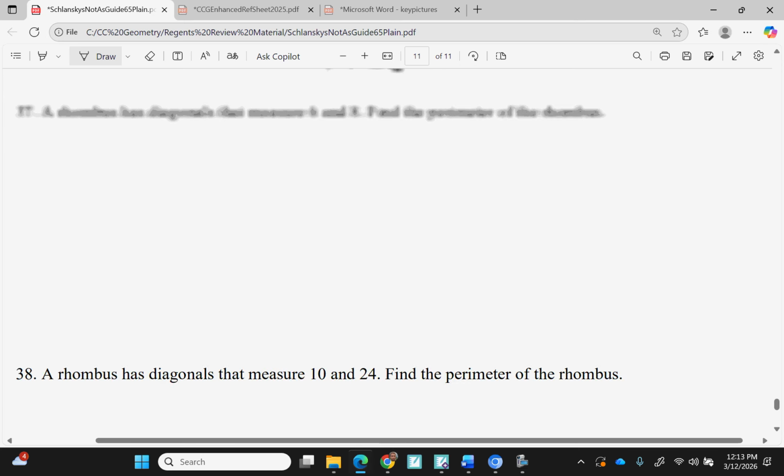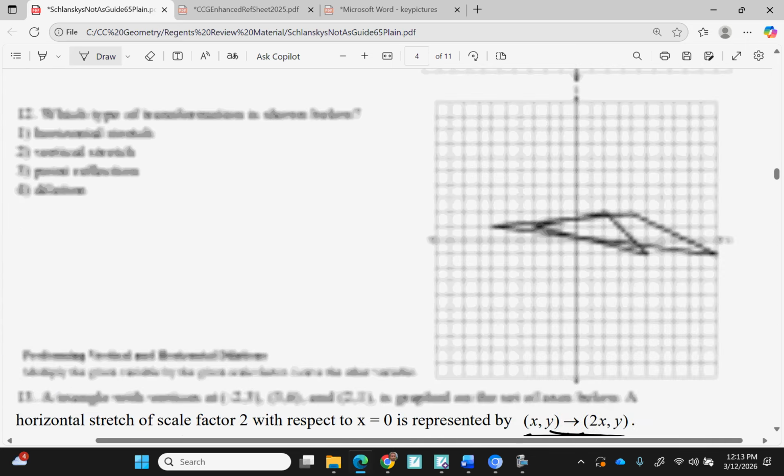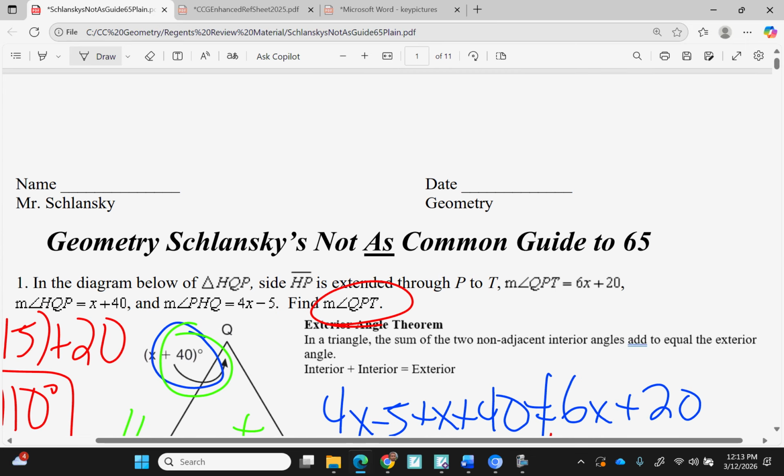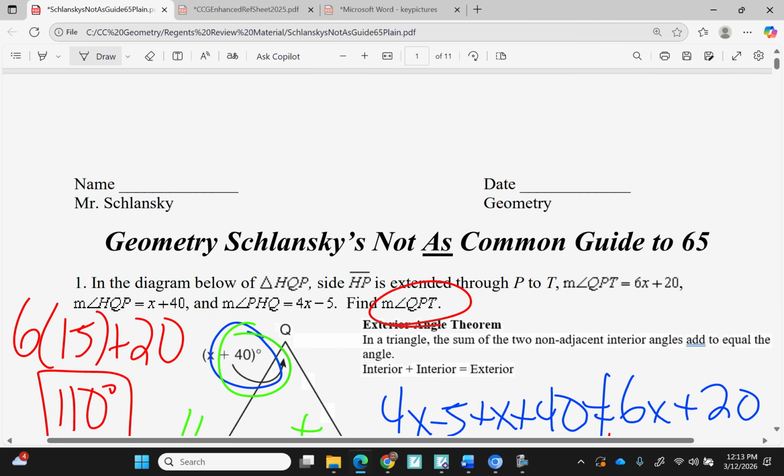That's it. So, much shorter than the guide to 65. It's very predictable. Most of the exams are very predictable. You're going to see these questions. You're not going to see every single one, but depending if you take it in June or August and January, you're going to see a bunch of them. So be prepared for them.